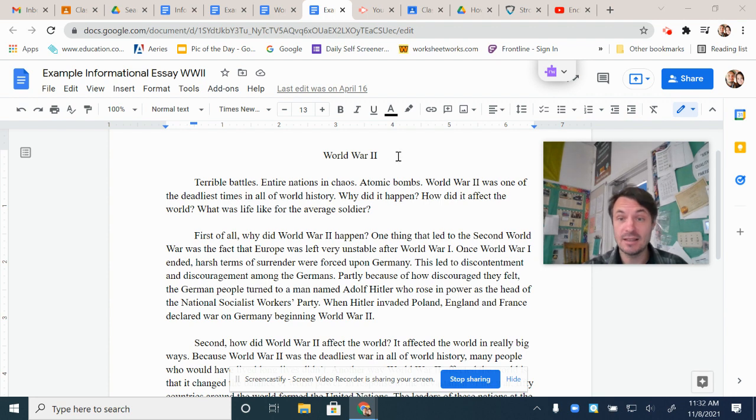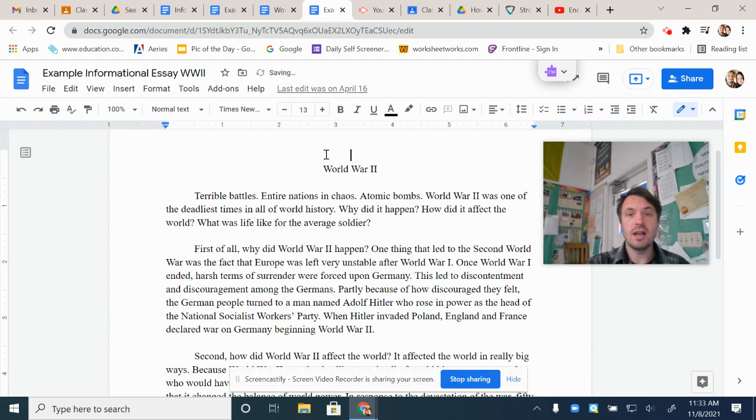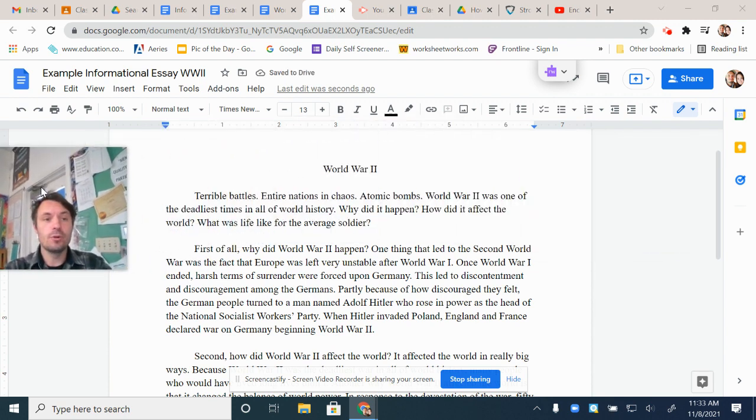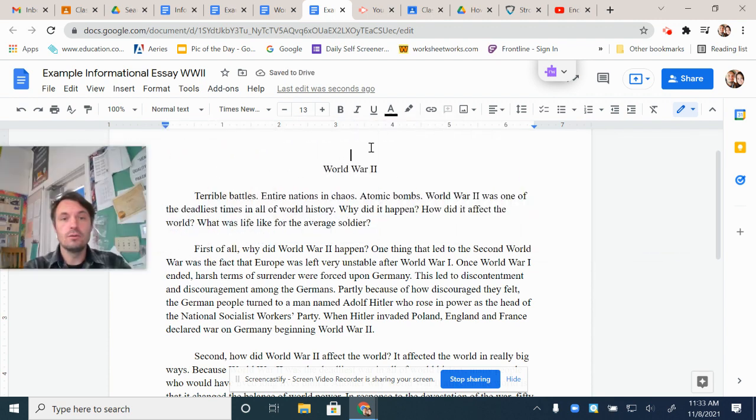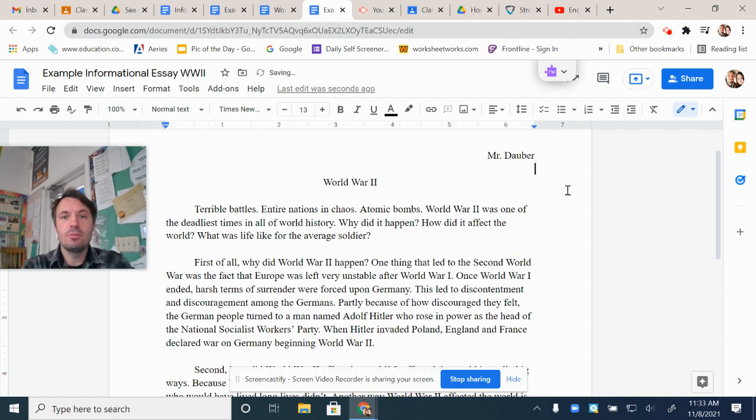Notice it has a title. One other thing that it should have is the name of the person who wrote it over here to the right. So I'm going to click this right here and this button right here. It makes you move the cursor to the right, and then I'm going to put my name, Mr. Dauber, and then it's also good to put the date, 11/8/2021. That's when I'm recording this video.